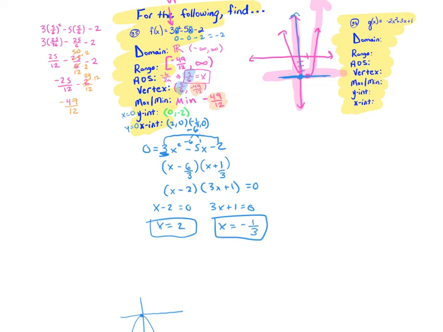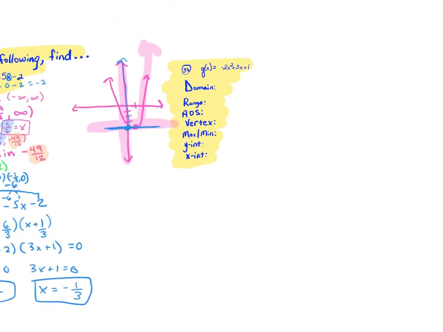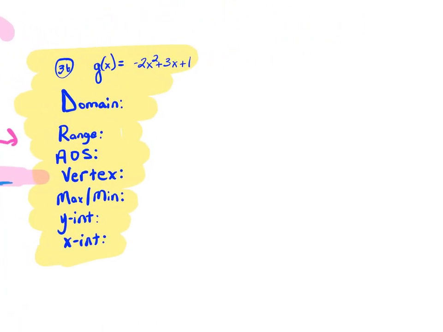All right, just for extra practice, I'm going to work out 36 also. So for all parabolas, our domain is all real numbers. So we have negative infinity to infinity. I'm going to skip the range for now and go to our axis of symmetry. So our axis of symmetry formula is negative b over 2a.